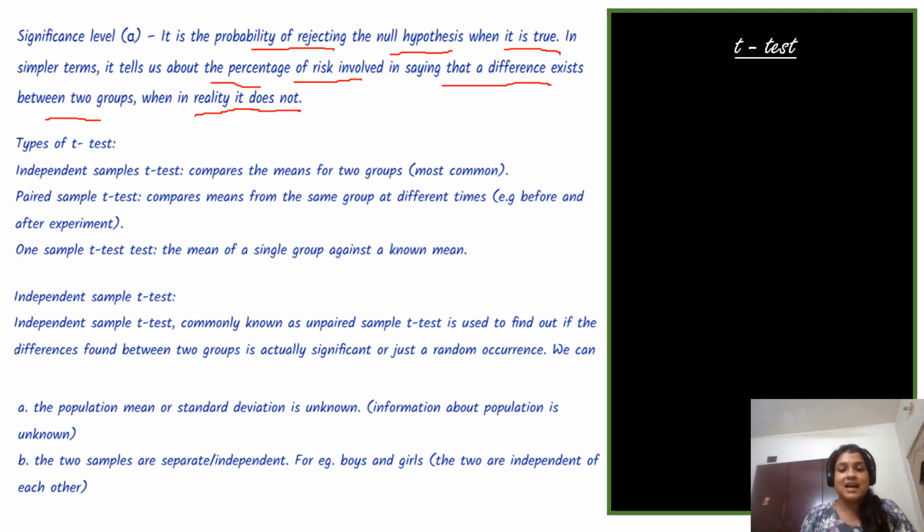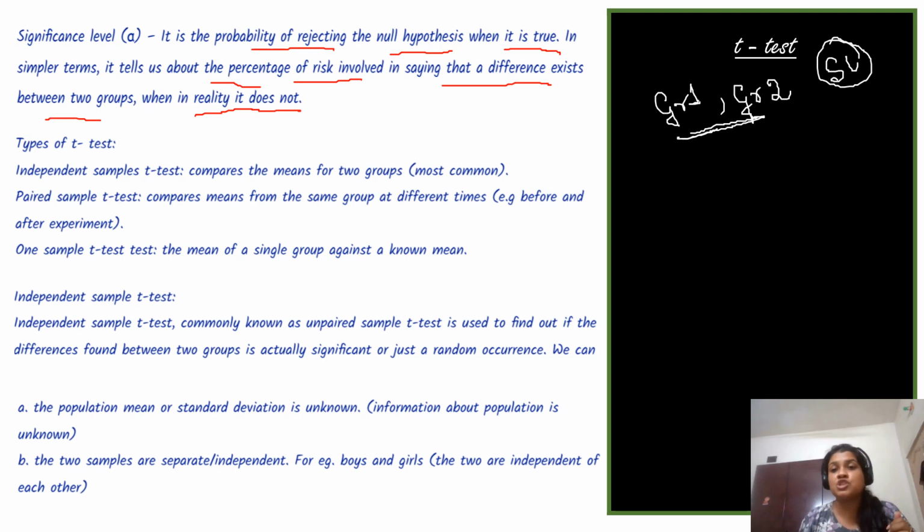Okay, let us understand it easily. For example, here there is group 1 and group 2. Now we are telling that okay, group 1 is not equal to group 2 or group 1 is equal to group 2, whatever conclusion may we come to. So what is significance level? Significance level is the amount of risk we are taking in giving a perfect conclusion to this sum.